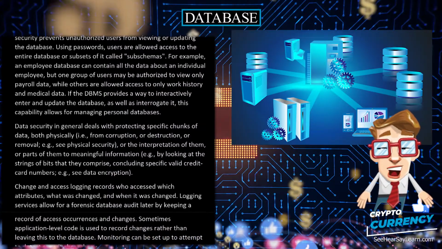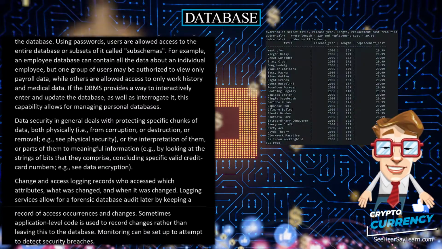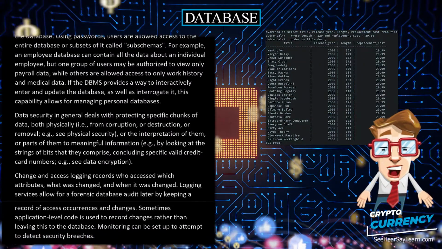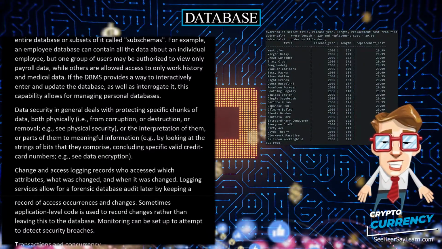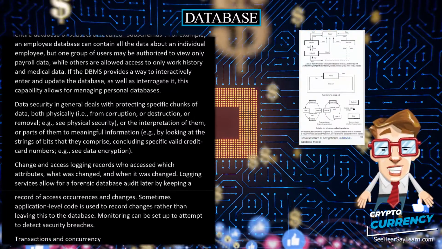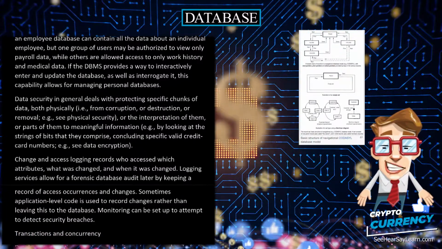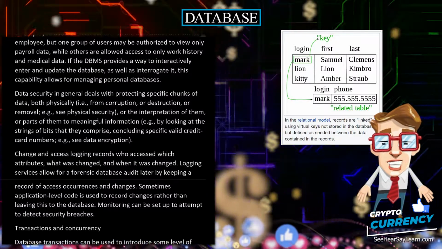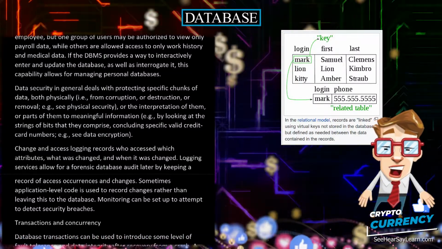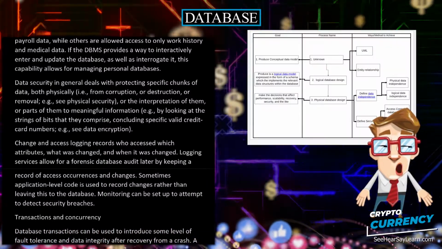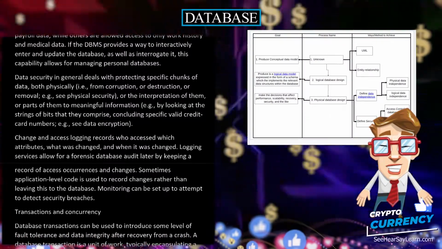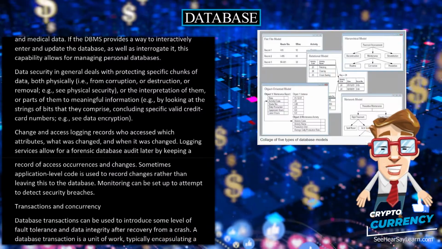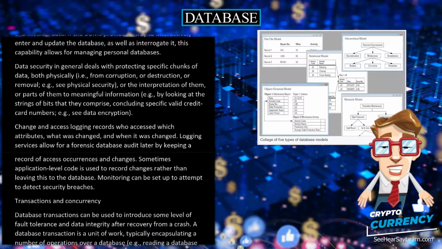Change and access logging records who accessed which attributes, what was changed, and when it was changed. Logging services allow for a forensic database audit later by keeping a record of access occurrences and changes. Sometimes application-level code is used to record changes rather than leaving this to the database. Monitoring can be set up to attempt to detect security breaches.